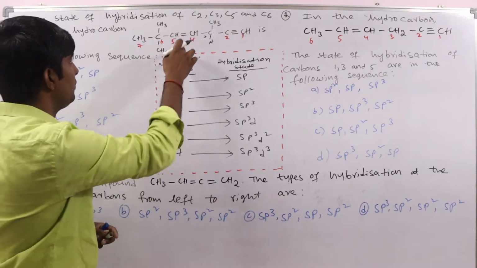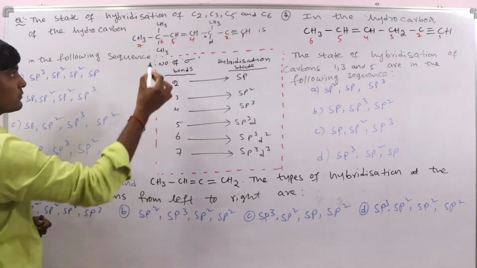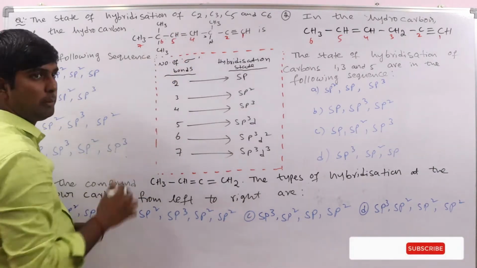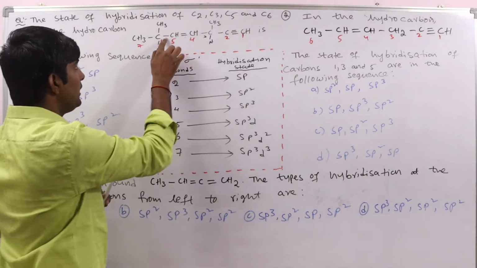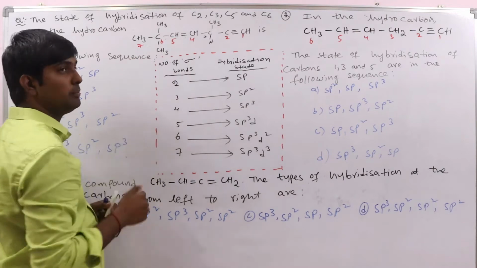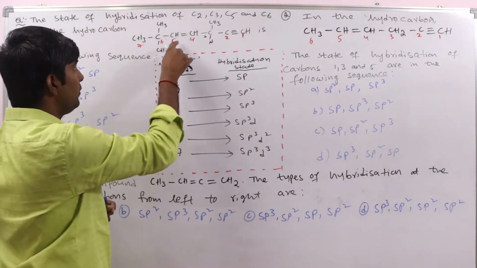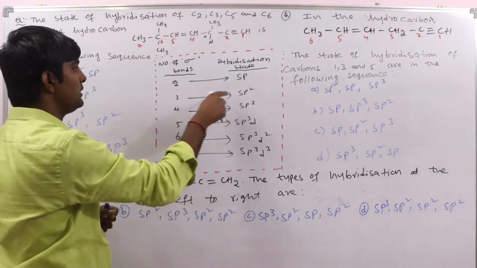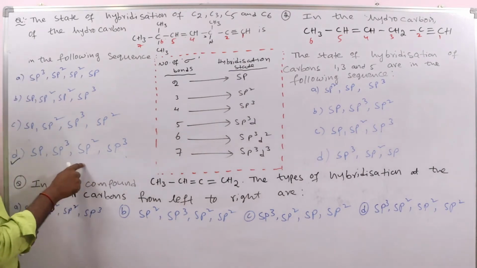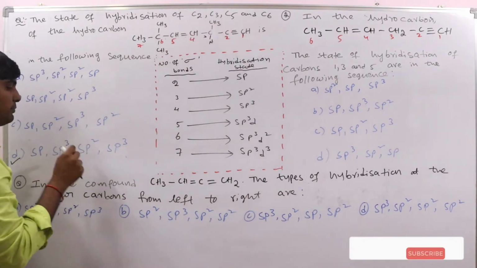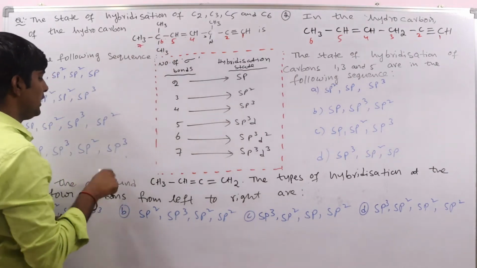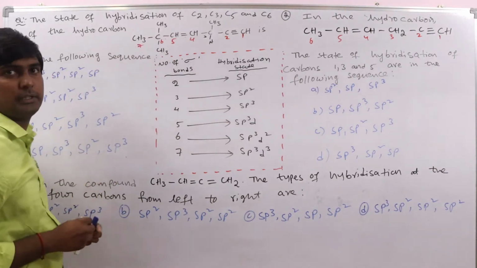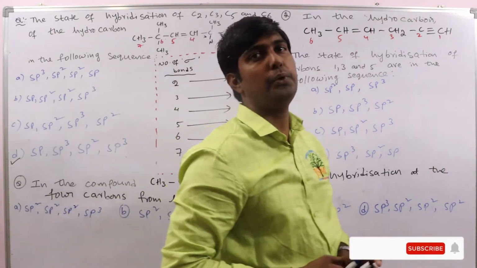Let us check the remaining two. Fifth carbon, see here, 1, 2. In a double bond, one is a sigma bond, one is a pi bond. So 1, 2 sigma bonds and the CH bond is also a sigma bond. So total how many at the fifth carbon? 3 sigma bonds. So sp2 hybridization. At C5, sp2 hybridization. At C6, 4 sigma bonds are present, so sp3 hybridization. Clear? Very simple.